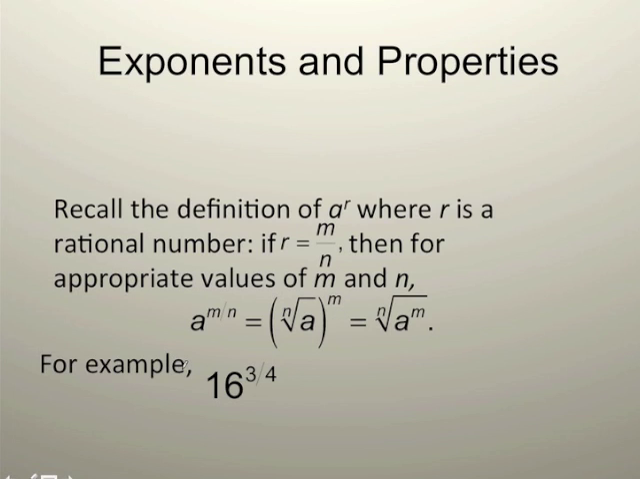For example, here we have 16 to the 3/4. Well, I would probably do that as the fourth root of 16, cubed. Because if I did 16 cubed, I don't know what that is. But the fourth root of 16 is 2, and 2 cubed is 8. That makes it numbers I can easily work with.